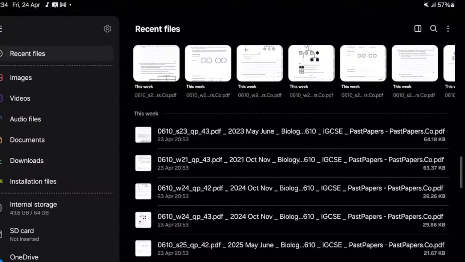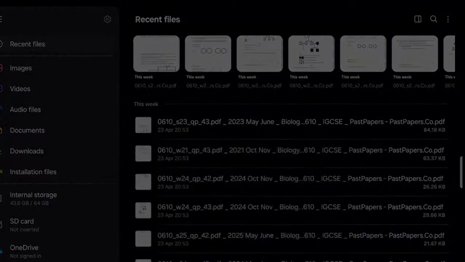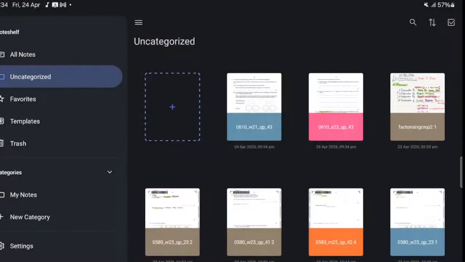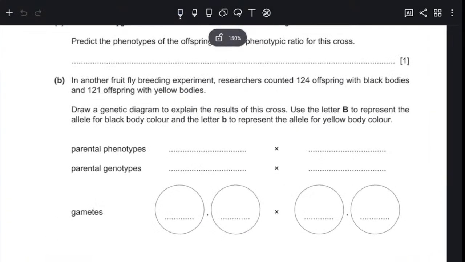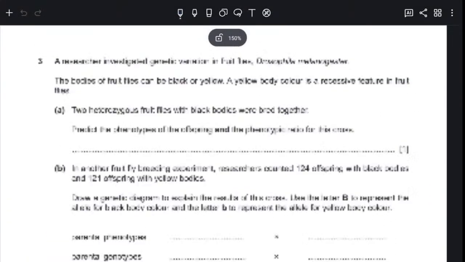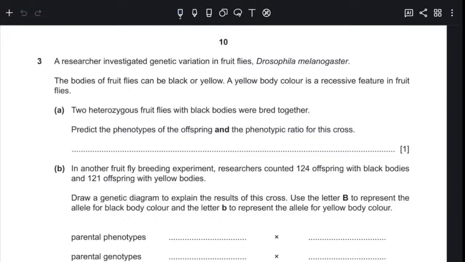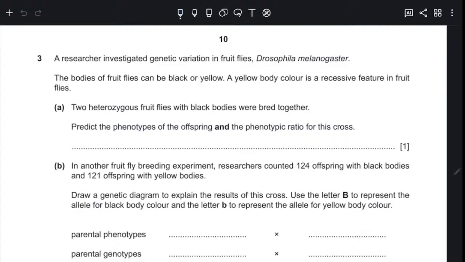Let's do the second question. Here's the second question, students. These are our type of questions. We don't run away from this. Let's find out what we have here. We'll be told which letters to use for the alleles and the type of people.